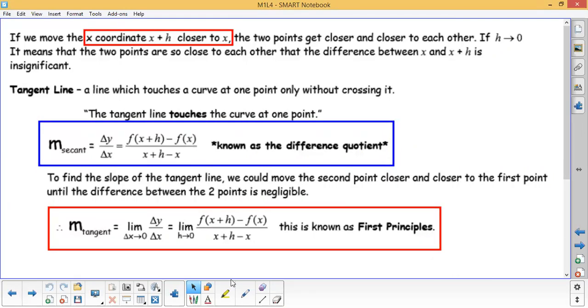This is known as the difference quotient when we're talking about the secant line. We're considering 2 points that are close together for the secant line, whereas for the tangent line, we are moving closer and closer to the first point, and we call the formula for the tangent line. Notice that there's a limit right here, which is not present in the secant line formula. We're taking the limit as h approaches 0, and this is known as first principles.